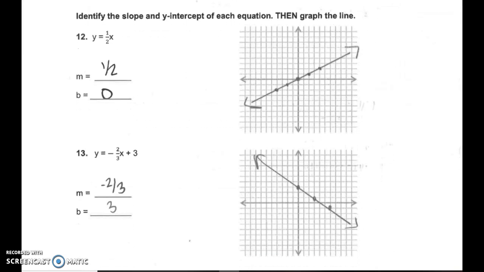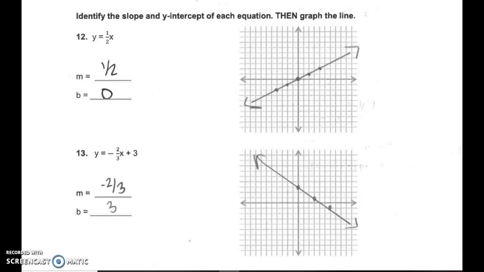Okay, next section, we're going one step further. Now we're going to find the slope and y-intercept, and then we're going to use that to graph the line. So in number 12, again, the number before x is your slope. When there's nothing there, remember the y-intercept is 0. Remember, when you start plotting your points, you start at your y-intercept. Remember, B is like beginning, the beginning of my line.